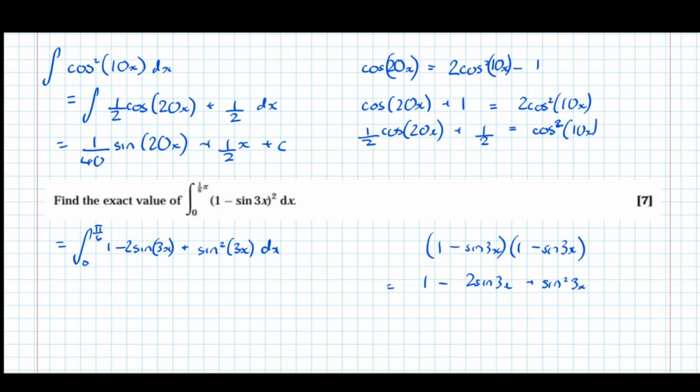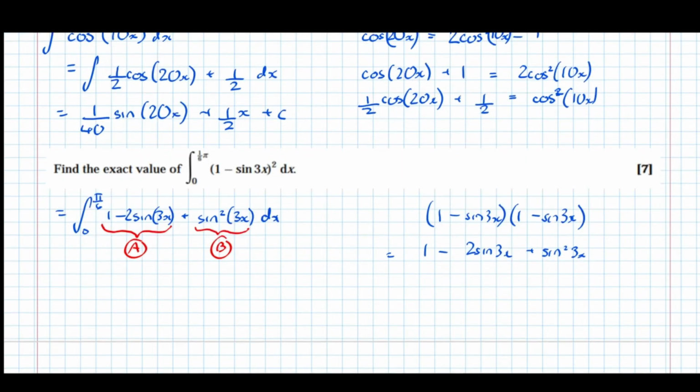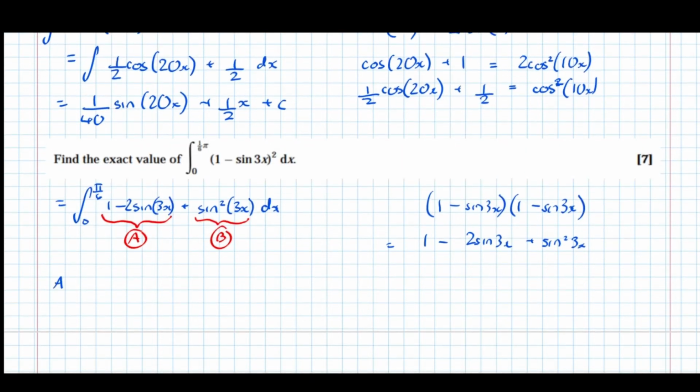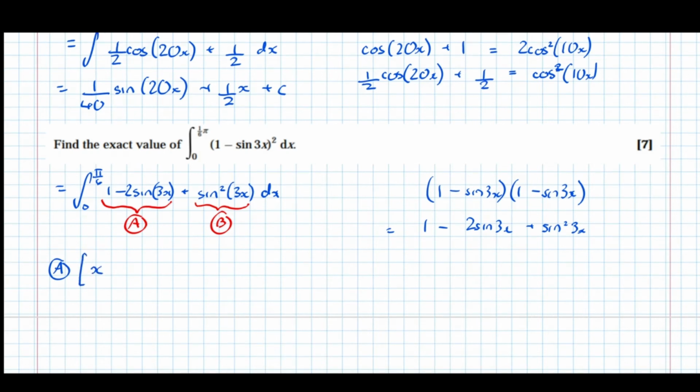Now, there's two parts to this, I think, an easy part and a hard part of this integral. I'm going to divide this question up into two parts. That's part A, and that's part B. So I'm going to do the easy part first. Part A, if I integrate that, it becomes x, and the integral of sine is minus cos, which turns that into a plus 2 cos of 3x. But remember, divide by the differential of the bracket, which is 3, and that's between pi over 6 and 0.